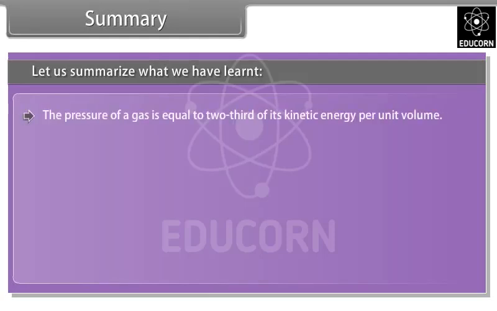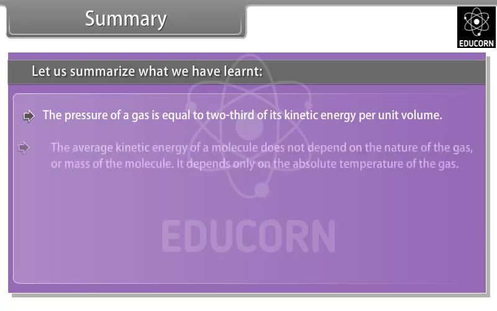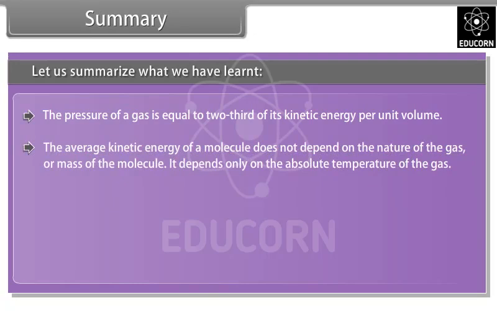The pressure of a gas is equal to 2/3 of its kinetic energy per unit volume. The average kinetic energy of a molecule does not depend on the nature of the gas or mass of the molecule. It depends only on the absolute temperature of the gas.